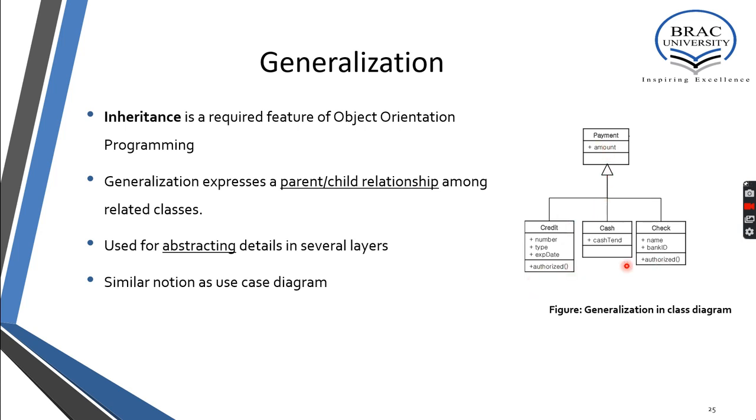Then the authorization. You see that a credit card needs authorization, or a check may need authorization or signature, but cash doesn't need authorization. That's why authorization goes into the child classes, not the parent class. These things you know from object oriented programming, so we do not want to describe them in detail. So all the parent-child relations should be represented in the generalization form.